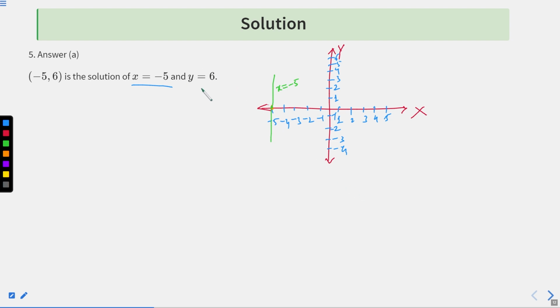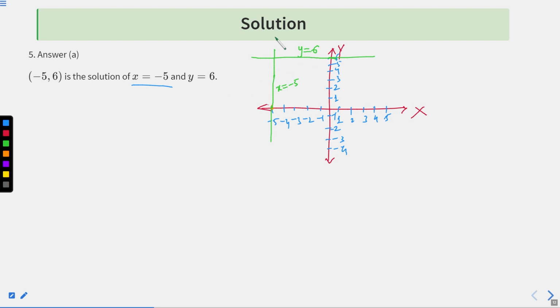And the graph of y is equal to 6 is basically a line which is parallel to the x axis, at a distance of 6 units along the positive direction of the y axis. So you can think of this line as representing the equation y is equal to 6. So the equation y is equal to 6 is represented by this line.